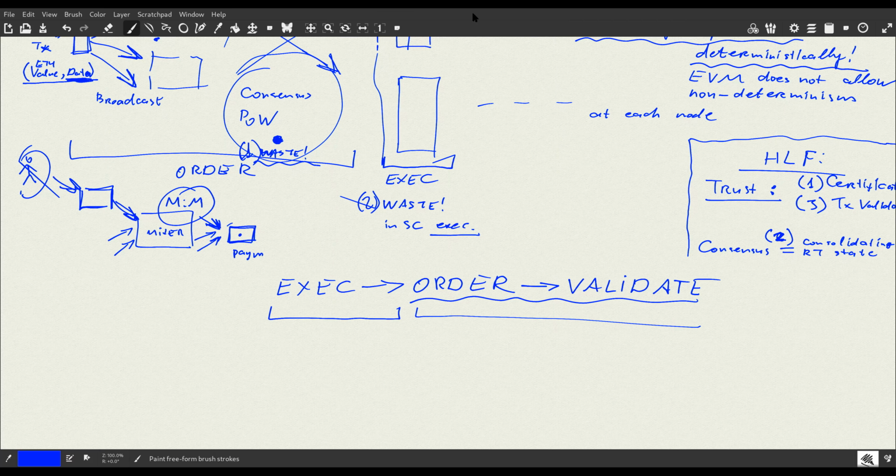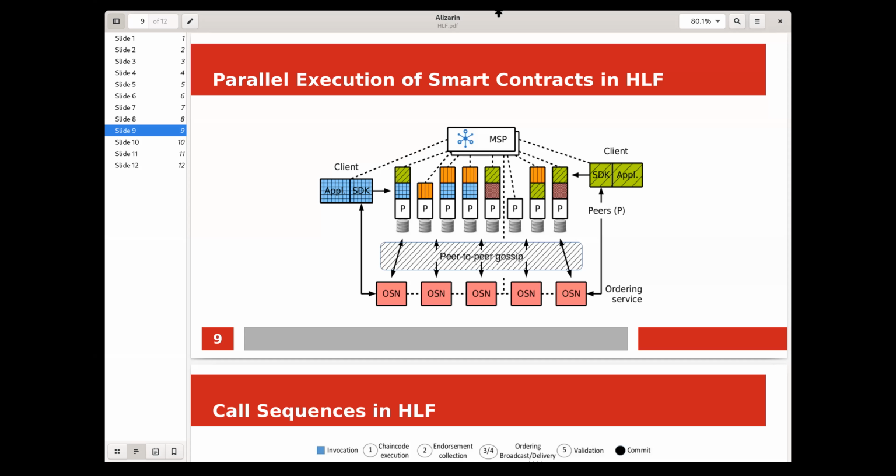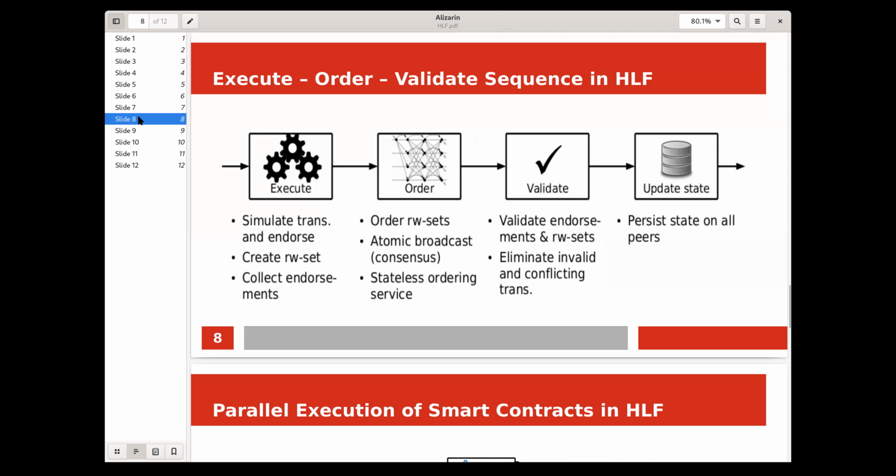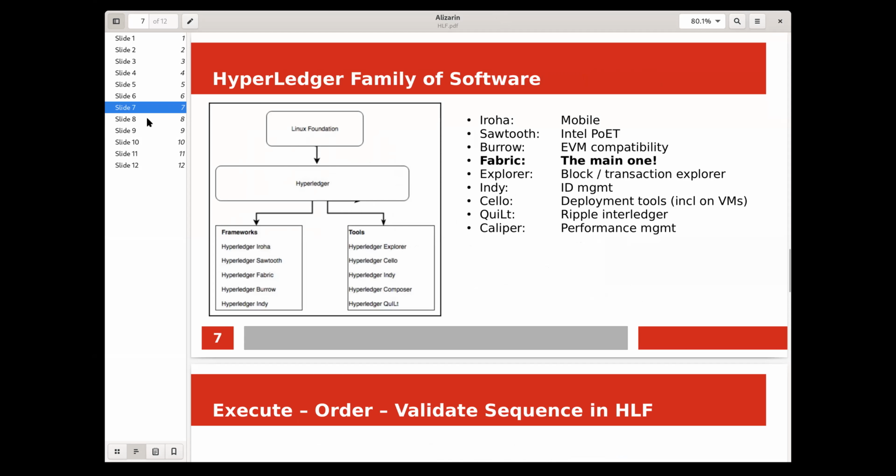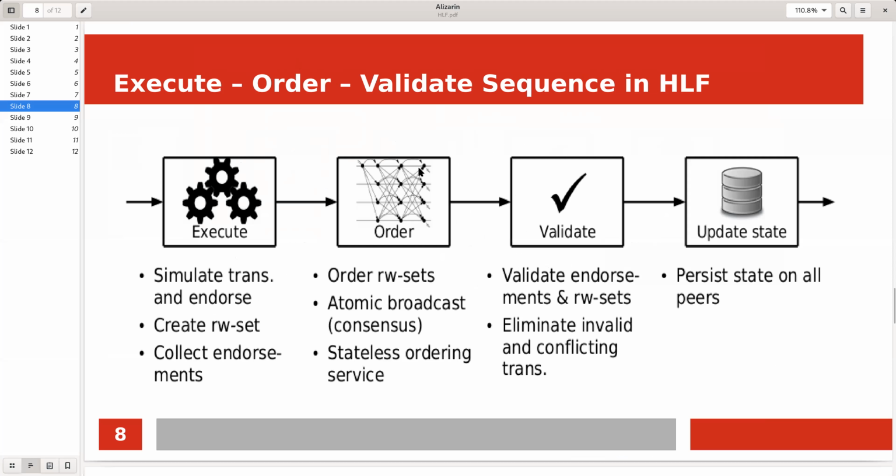Okay, let us see how it is done in Hyperledger. So: execute, order, validate, and update the state.